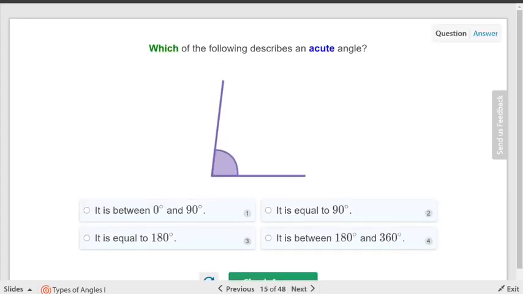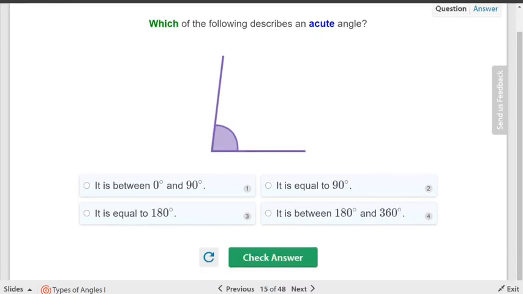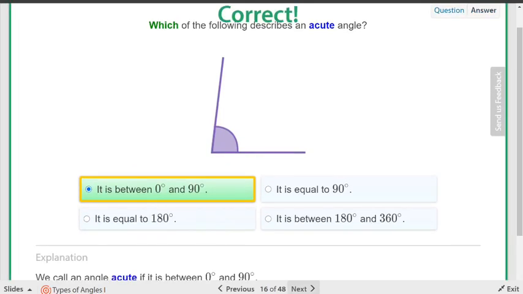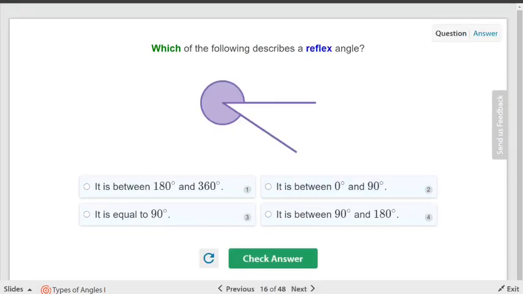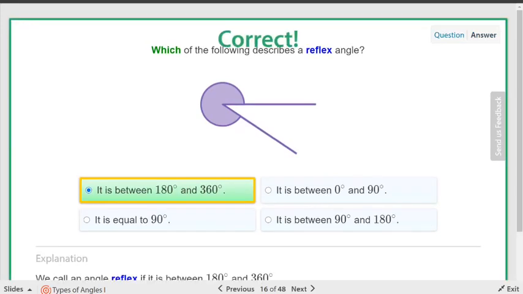Which of the following describes an acute angle? Between 0 and 90. Exactly. I know you always make me check my answers because you don't like it if I'm giving it away. Which of the following describes a reflex angle? Yeah, 180 to 360. It's the biggest one, right? Well, not the biggest one. What's the biggest one? A revolution. There you go. Good job.